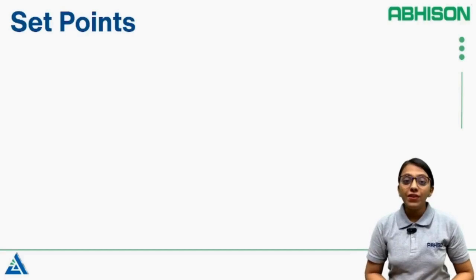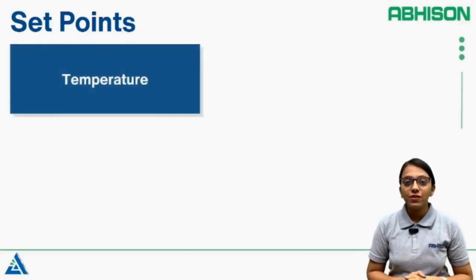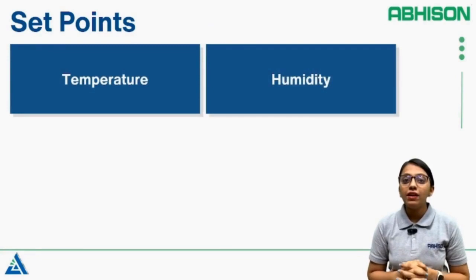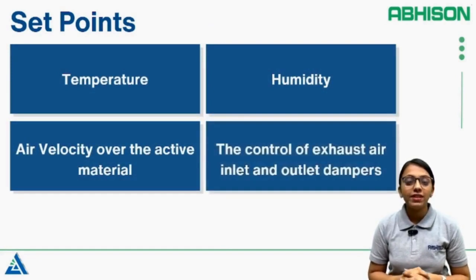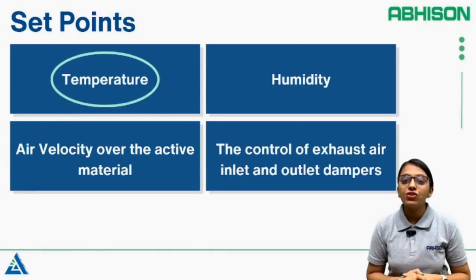In today's video I will be talking about the necessary steps to achieve the design target ratios. Specifically, I will go over the details of the set points that need to be determined. The set points that need to be designed include temperature, humidity, air velocity over the active material, and the control of exhaust air inlet and outlet dampers. A skilled process designer studies these parameters and determines the appropriate values required to achieve the design ratios. The effect of temperature has been explained in the last video, and accordingly the temperature set points are determined.